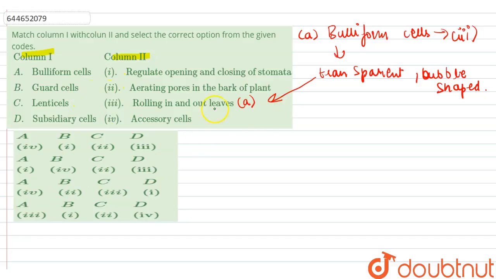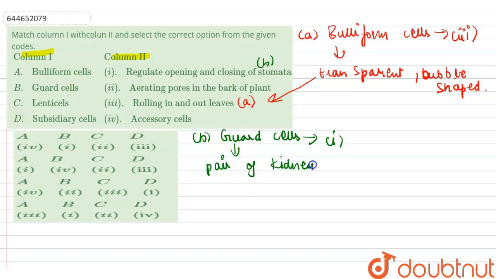So second, B part, guard cells, and the correct match for this is first, regulate opening and closing of stomata, as guard cells are basically a pair of kidney shaped or dumbbell shaped cells which are present in the stomatal apparatus, and they enclose the stomatal pore and perform the function of exchange of gases and prevention of water loss. So they regulate the opening and closing of stomata.